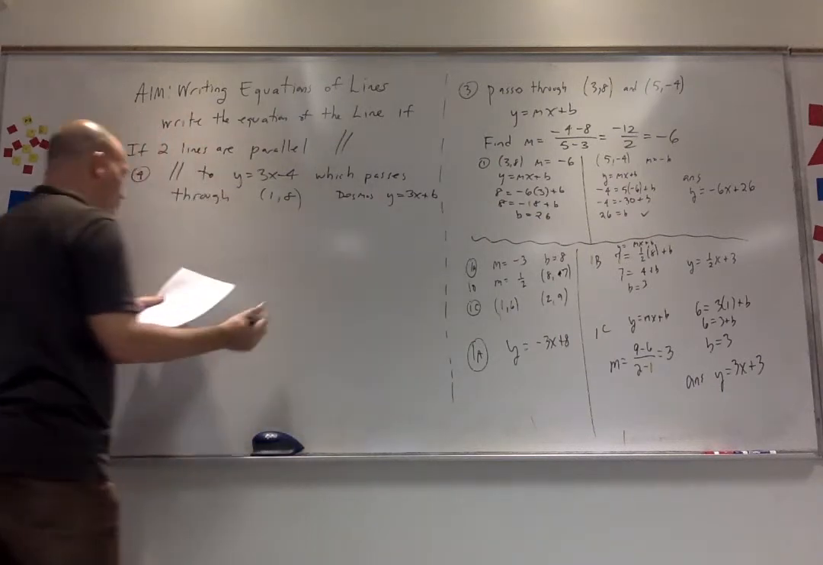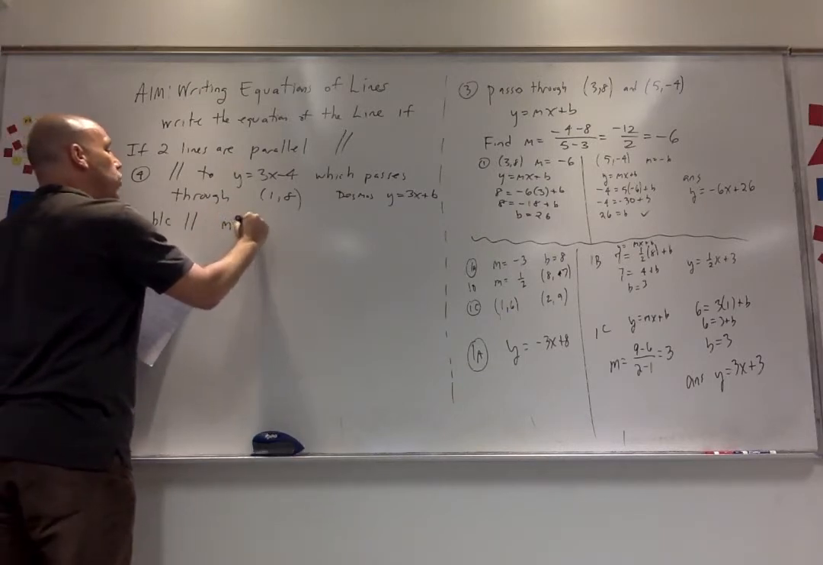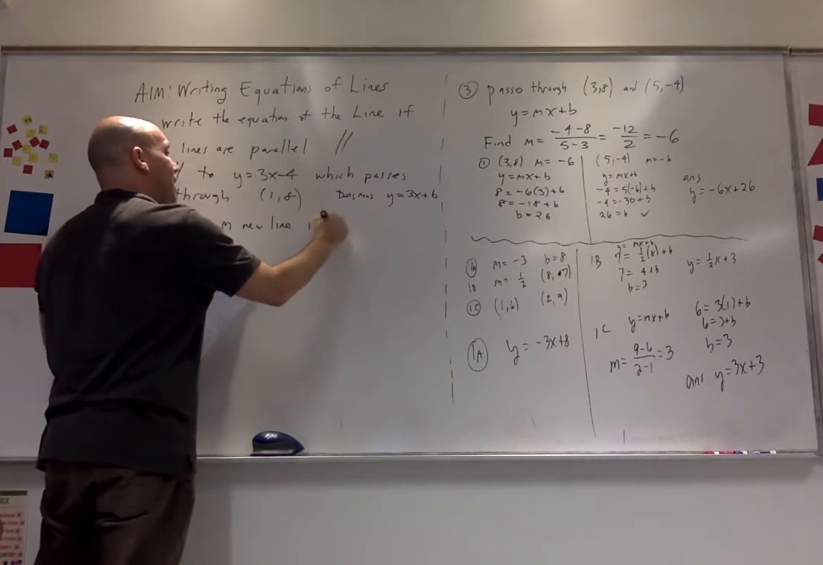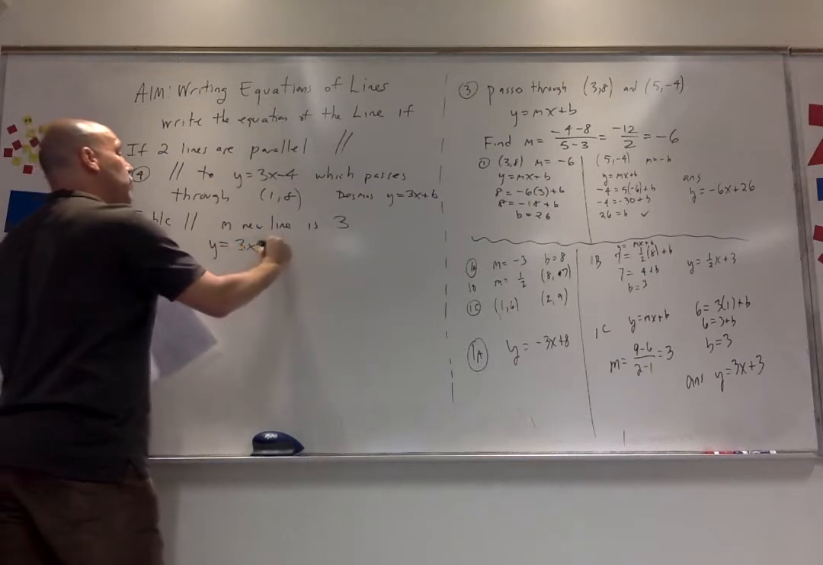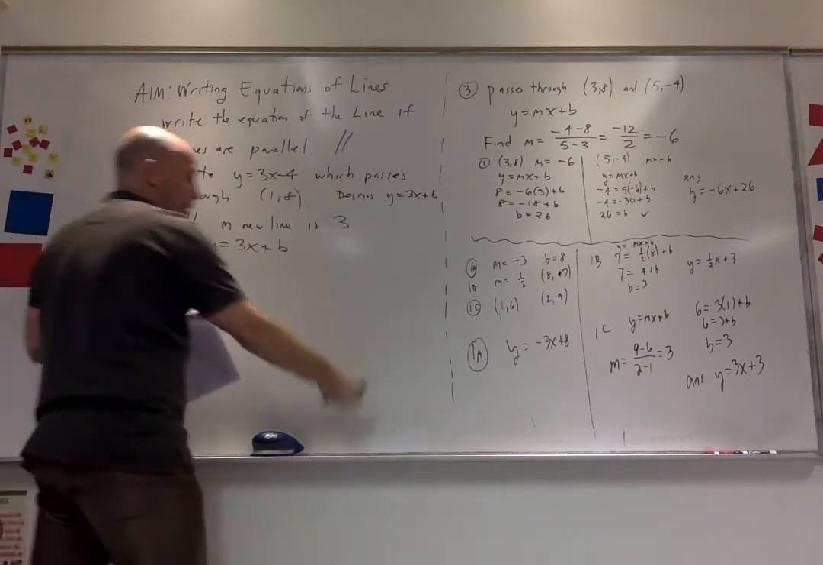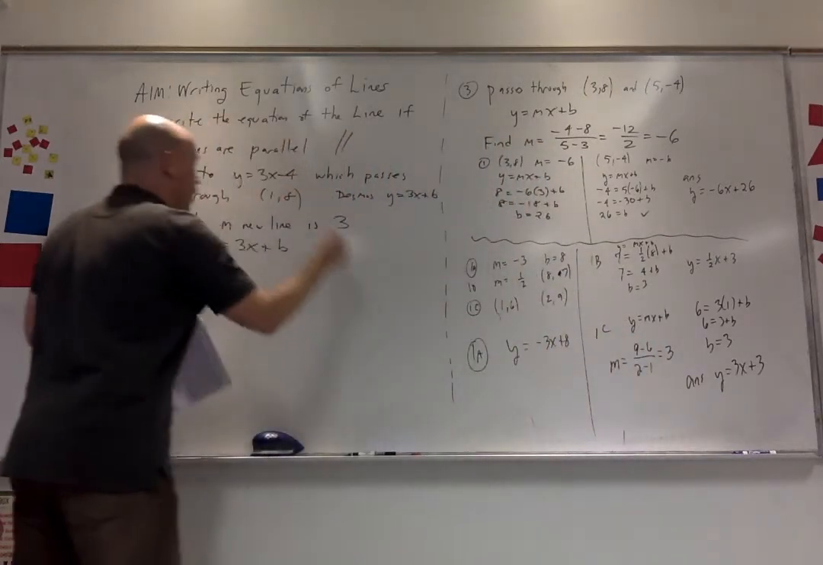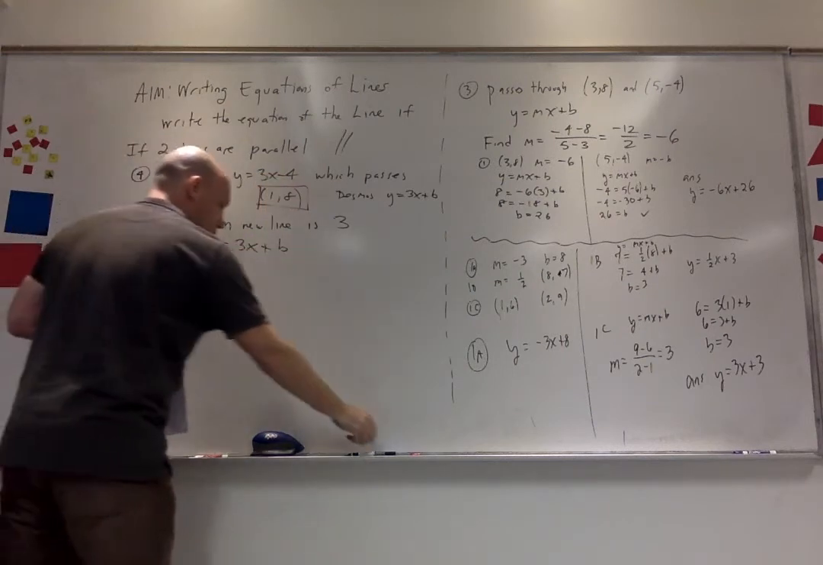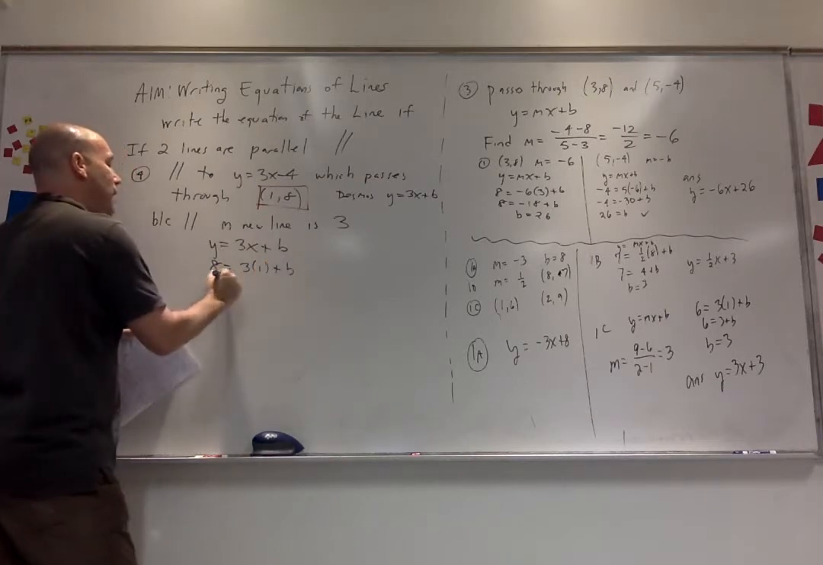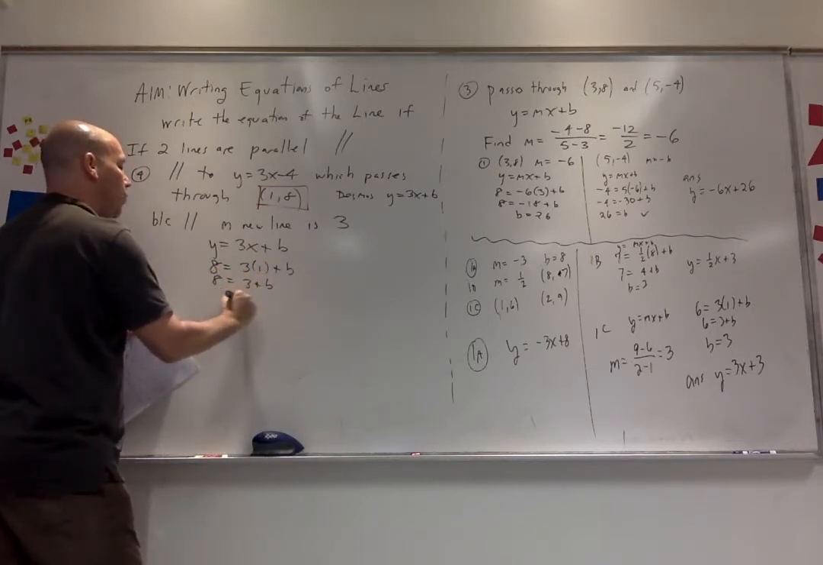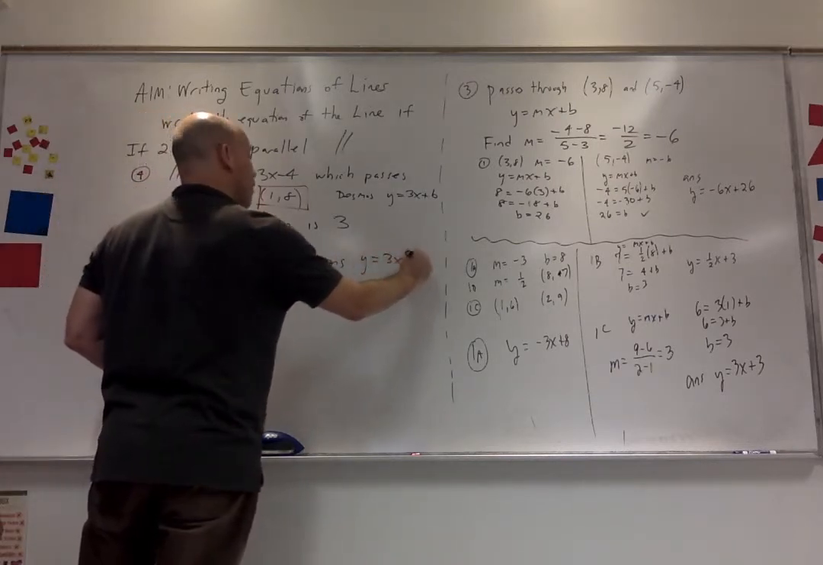So we know because it's parallel, the slope of the new line is 3. So we have y equals 3x plus b. We have our point (1, 8). So we have 8 is equal to 3 times 1 plus b. 8 is equal to 3 plus b. b equals 5. Final answer, y equals 3x plus 5.